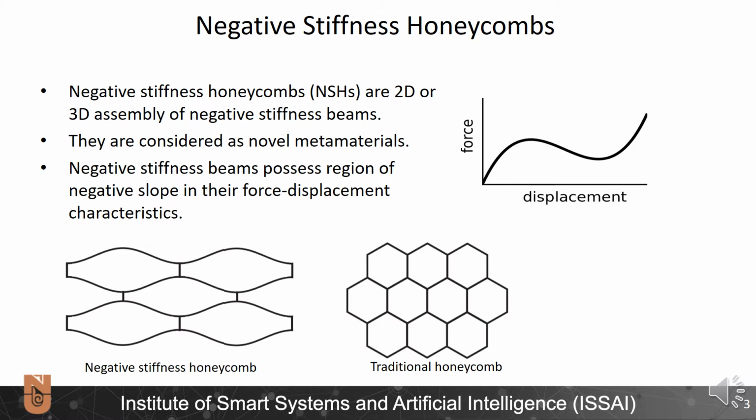This graph shows the force-displacement dependency of the beam. If we look at this graph, we can easily observe non-linearity with a negative slope in some region. These features allow us to use those beams to design complicated structures such as NSH with extraordinary properties. The 2 figures at the bottom show the representation of a negative stiffness honeycomb and a traditional honeycomb.